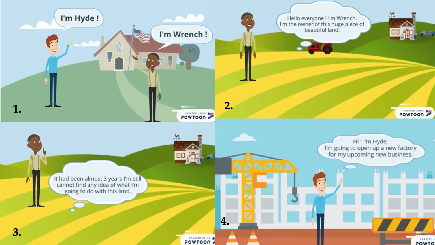And then comes Mr. Hyde. Mr. Hyde is a businessman. He is looking for a large land, a land where he can set up his new factory for the upcoming business or the extension of his business. So these are the facts of the case. Mr. Wrench is a landowner. Mr. Hyde is a businessman who wants to buy the land to extend his business.